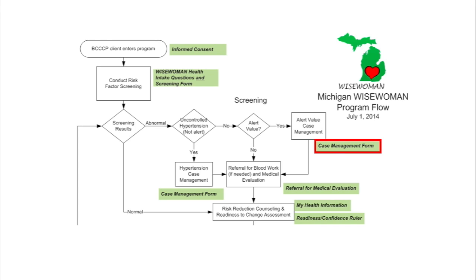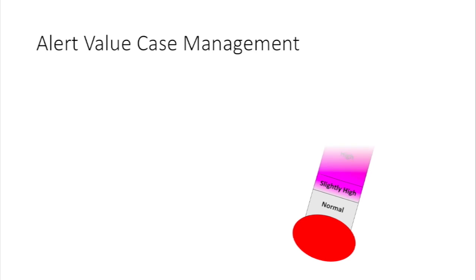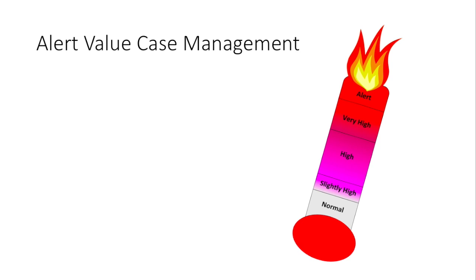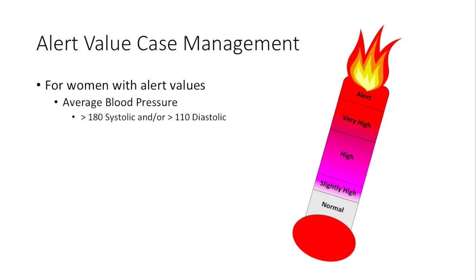All right, that was hypertension case management. Let's take a look at the alert value case management. We're going to use the same case management form, but we're going to use it in a little bit different way. So alert value case management is for those women who have really high readings, and it really is an alert situation in that case. So this would be a woman whose average blood pressure was either greater than 180 systolic and or greater than 110 diastolic. And those are some really high readings.